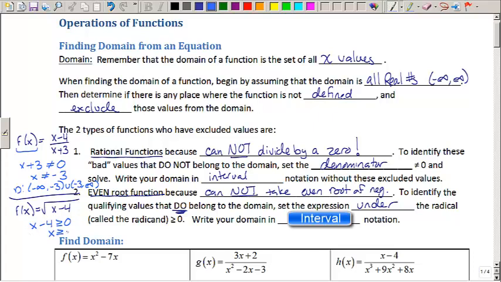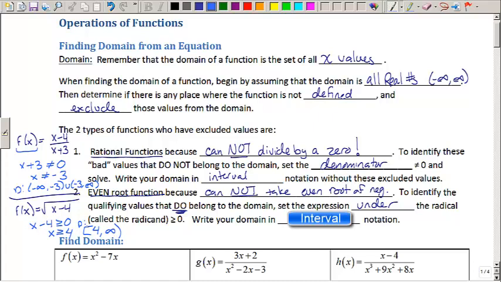After solving this inequality, I'm getting x is greater than or equal to 4. So that's my invitation list. I'm going to include everybody that's greater than or equal to 4. So 4 to infinity. And that is my domain.